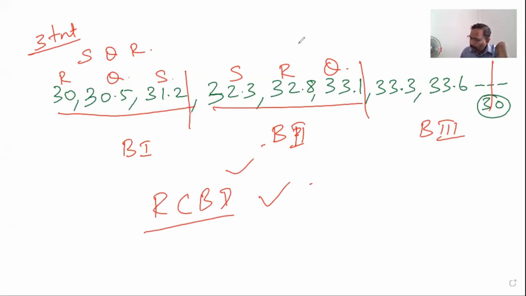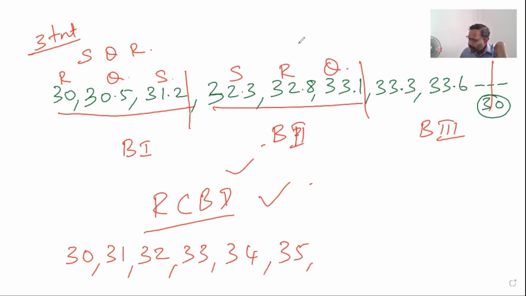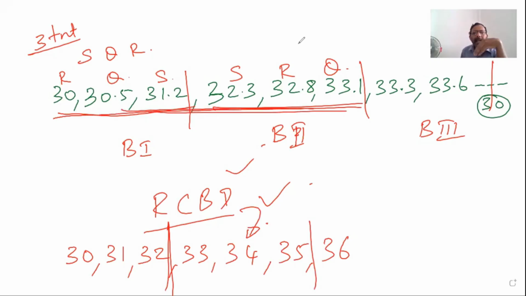Why? For example, look at it here. One cow is 30 kilogram, another one is 31, another one is 32, another one is 33, another one is 34, another one is 35, 36. Now you see, if you block it here, this is better. Here we can do the RCBD very nicely. Why? Here you see the differences, weight differences.